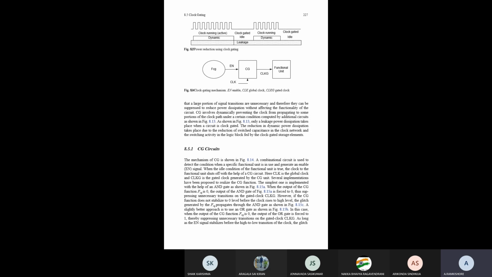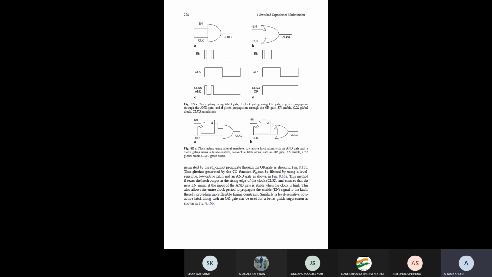In place of this functional unit, we can take any type of circuit. It may be a simple AND gate, a simple OR gate, or a simple XOR gate. So we'll see in CG circuits how the clock gating signal takes place and how it works with the simple gates. In the next topic we will see how it works with simple gates.